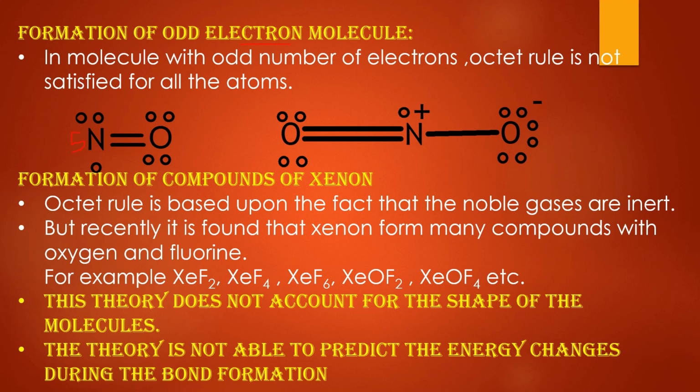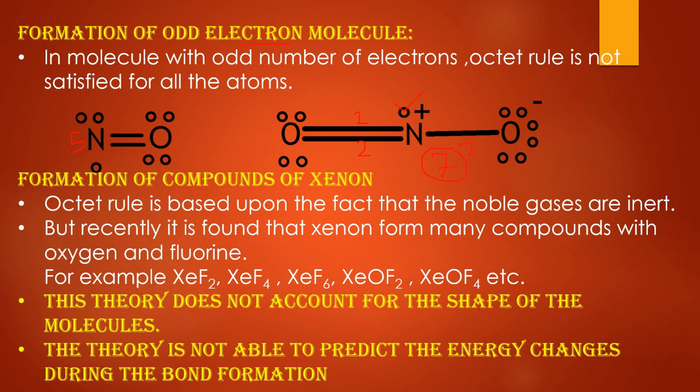Now let us take the example of NO2 minus. In NO2 minus, nitrogen is having 2 electrons of this bond, 2 electrons of this bond, 2 electrons of this bond, that is 6, and 1 electron this. So total 7 electrons. 7 is an odd electron count, hence this is again an exception to the octet rule.